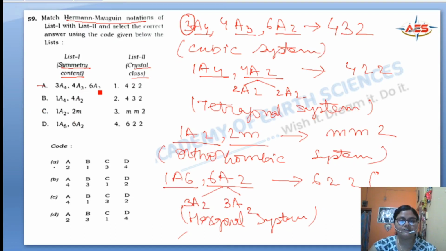So now let's match. What will be the answer? 3A4, 4A3, 6A2: that is 432, which matches 2. Then 1A4, 4A2: that is 422, which matches 1. Then 1A2, 2M: that is mm2, which matches 3. 1A6, 6A2: that is 622, which matches 4. So we have 2, 1, 3 and 4. Option A is correct for question number 59.